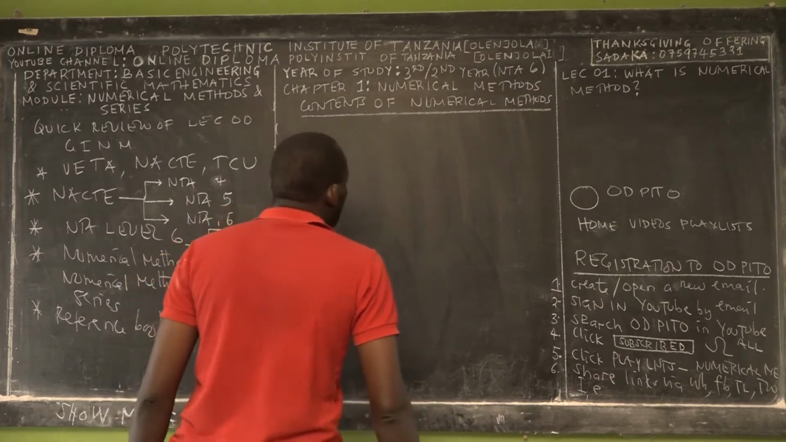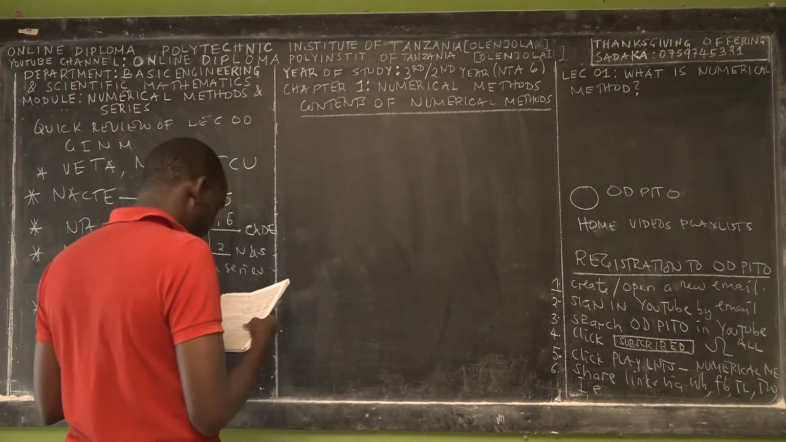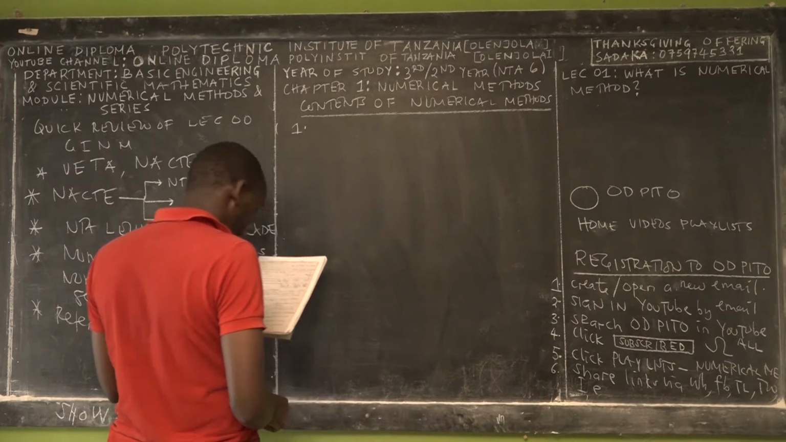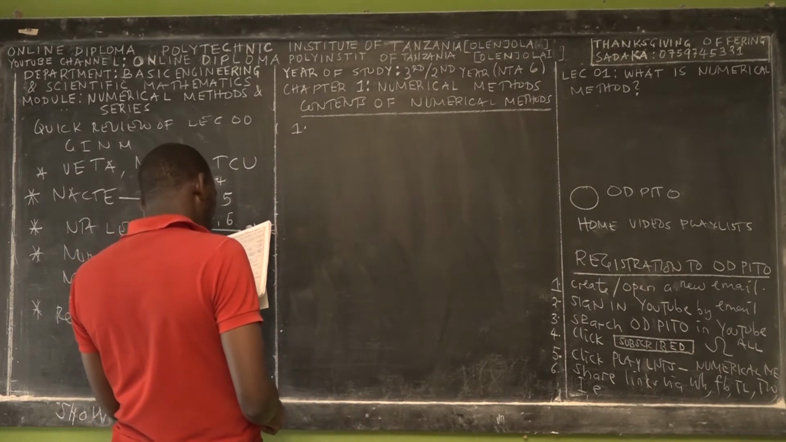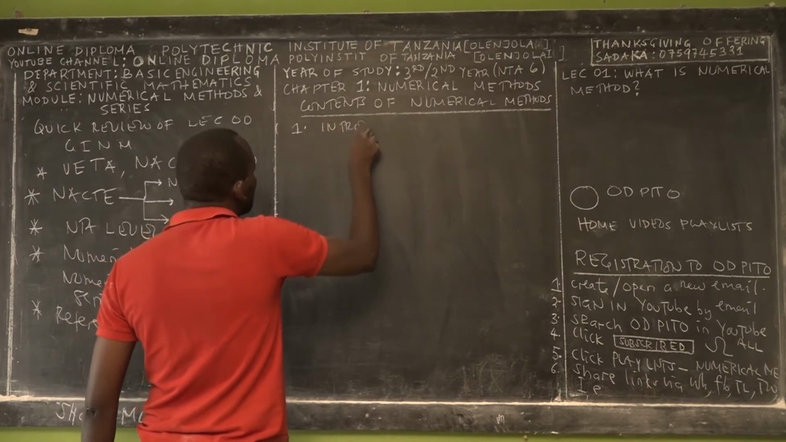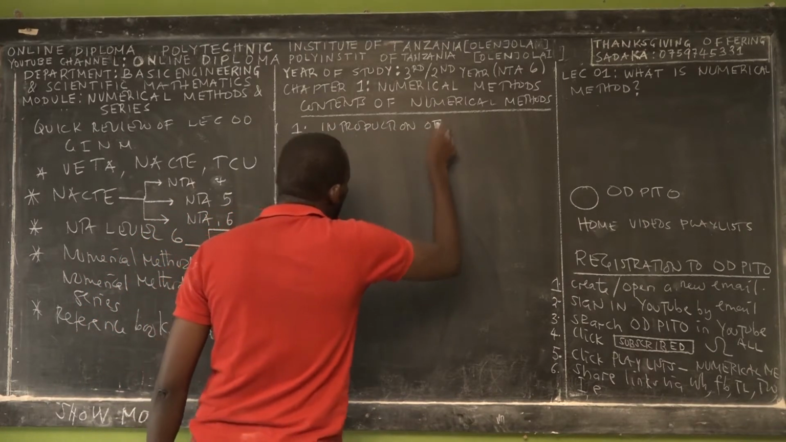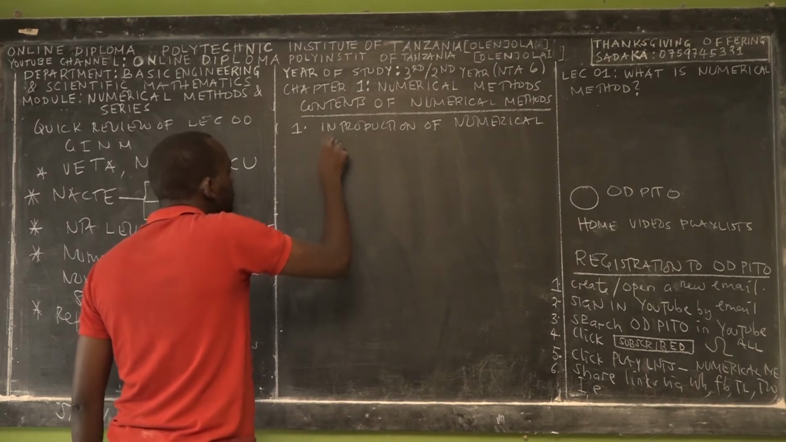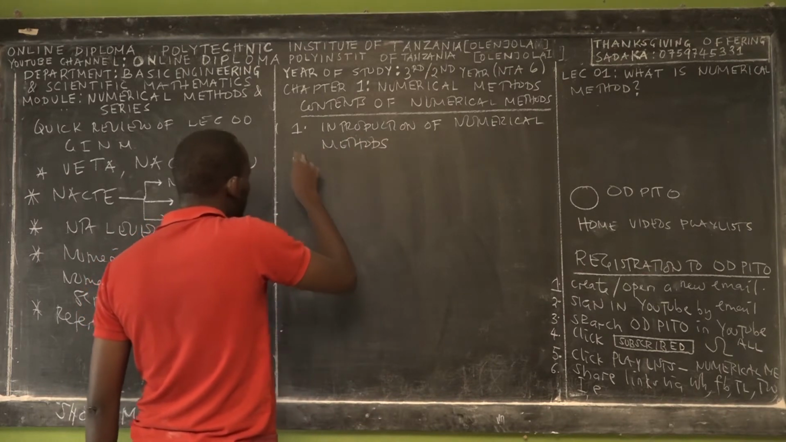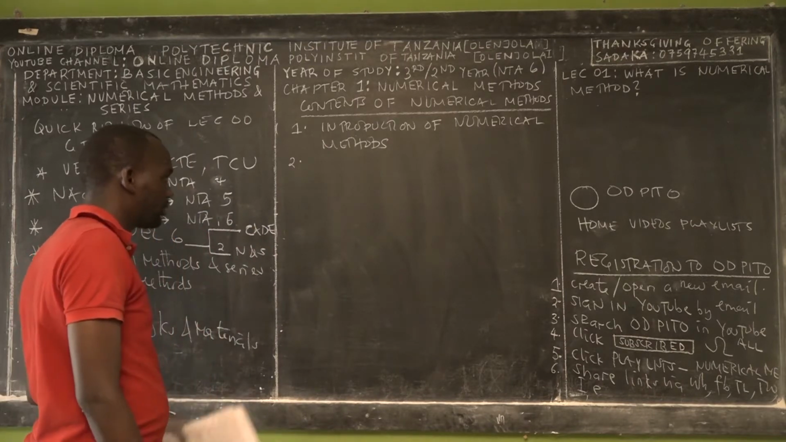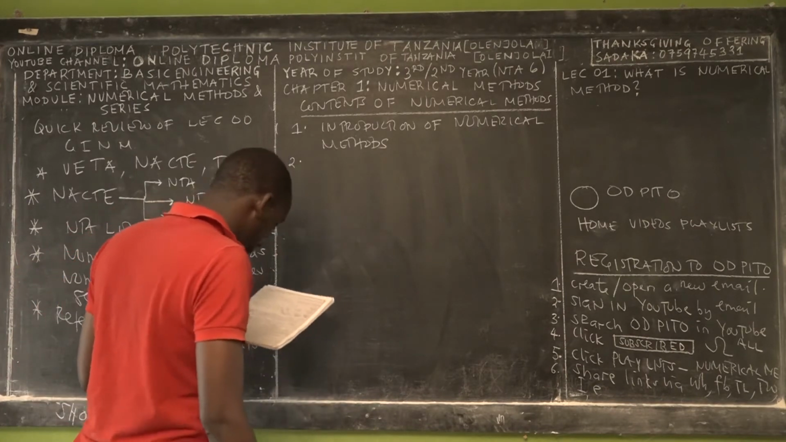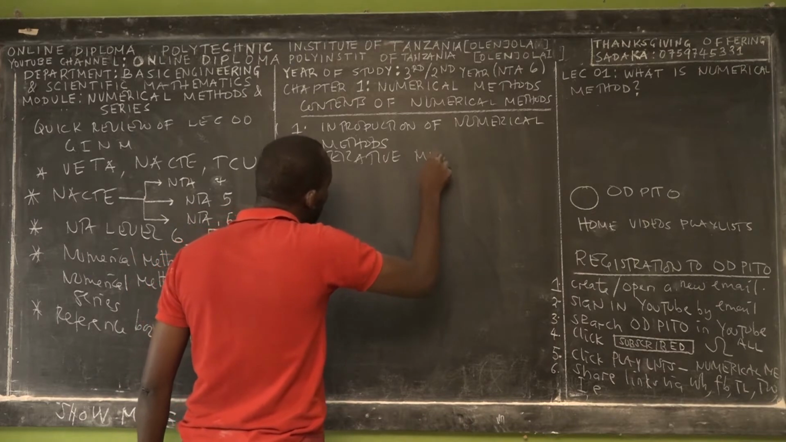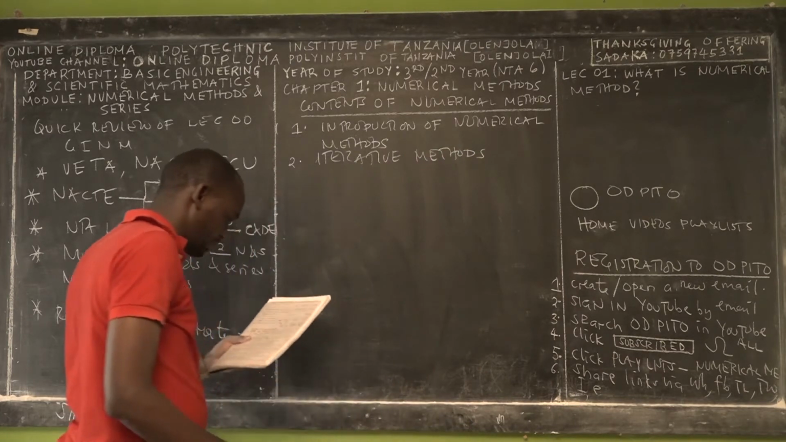So what are the contents of numerical methods? The following are the contents, and we'll be focusing on 8 concepts. The first one is the introduction of numerical methods. The second concept that we are going to cover is iterative methods. We'll be covering iterative methods, but slightly, not in too much detail.